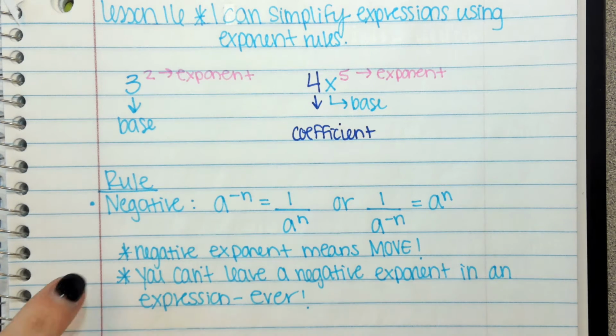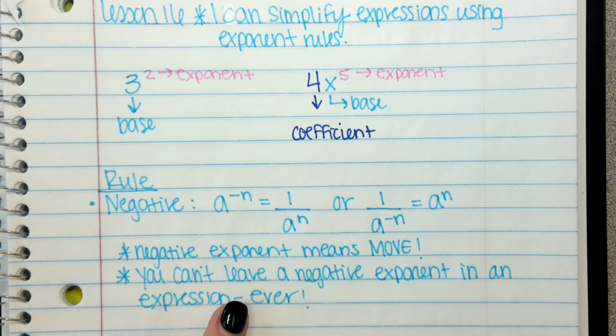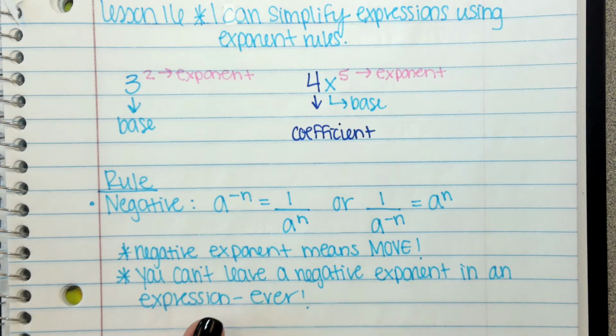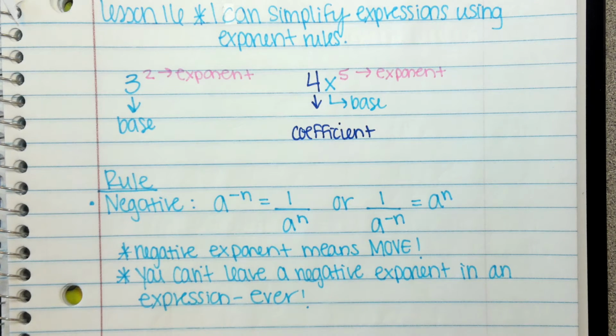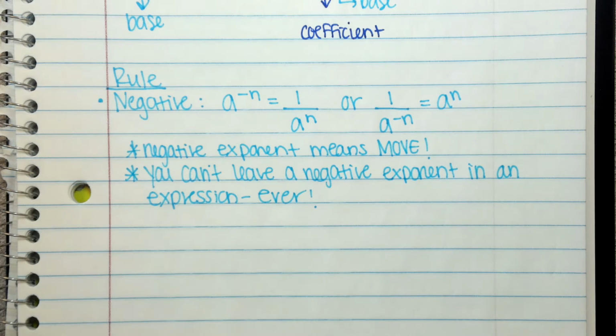Okay, you also need to make note, you can't leave a negative exponent in an expression, ever. If you still have a negative exponent in your expression, you have to keep going. You have to keep simplifying. You cannot leave it in there, okay? It will not be considered correct. So make sure you take care of all negative exponents. Now, we'll look at a couple examples of how this works.